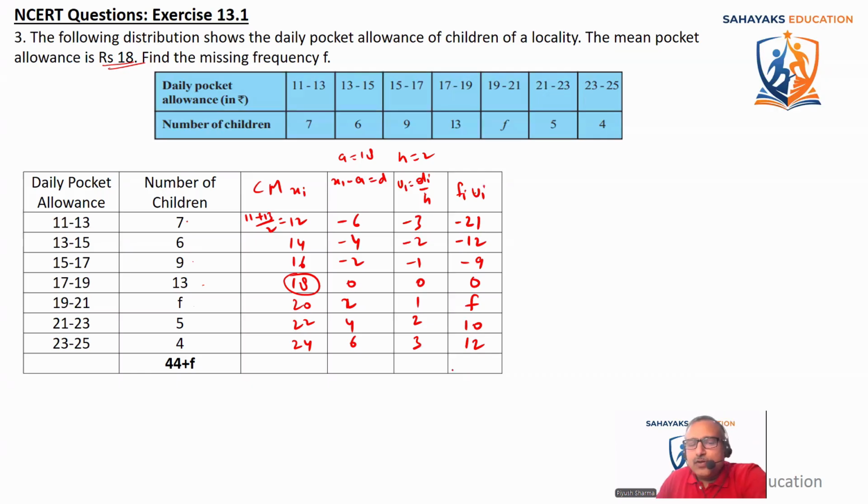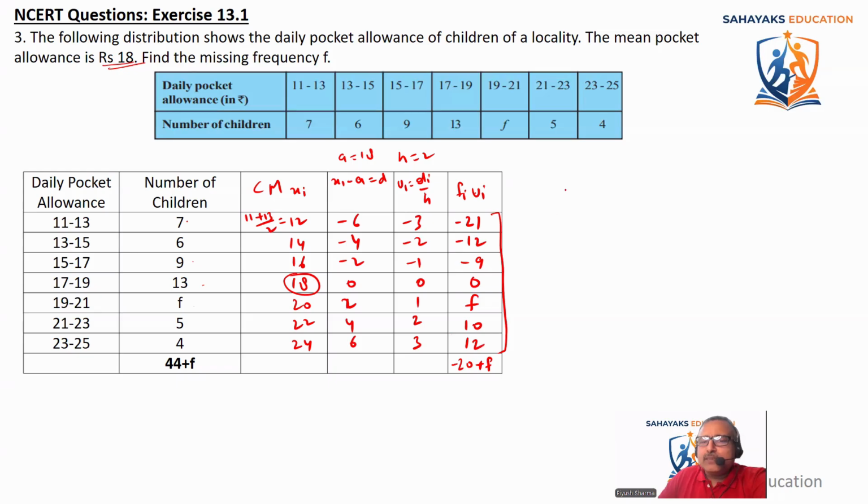So now we have to compute sigma fi ui, the sum of all these values. When we are computing the sum of all these values, the 12 will cancel out, minus 12 and plus 12. So it becomes minus 21, minus 9, minus 21 is minus 30, minus 30 plus 10. So it comes as minus 20 plus f. This value comes out to be minus 20 plus f.